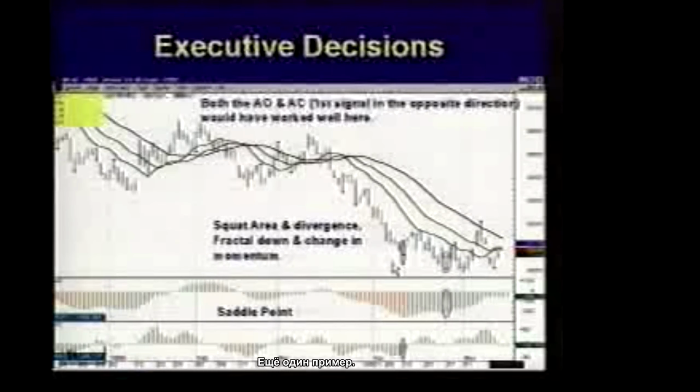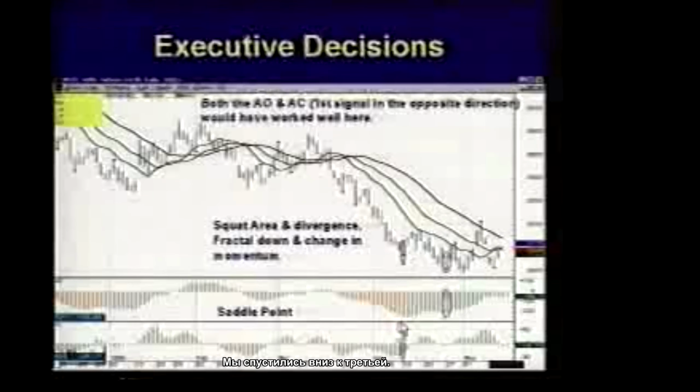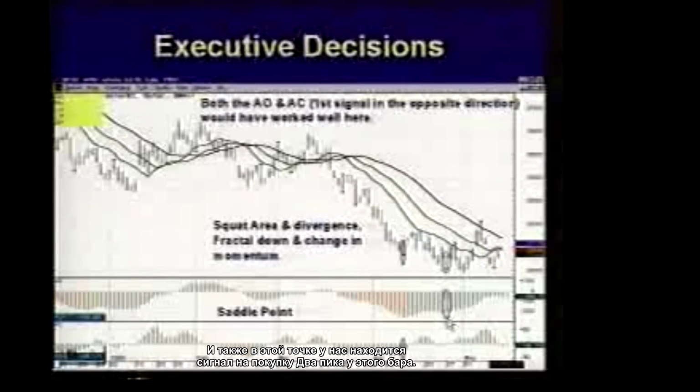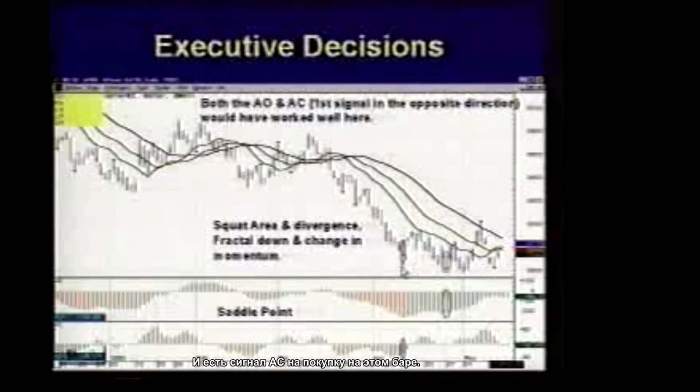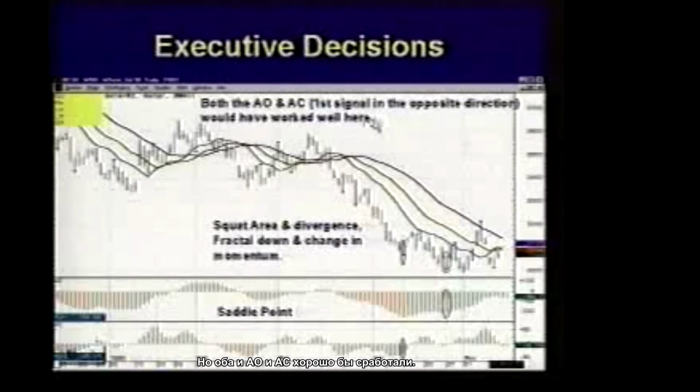Now in this chart, another example. We can see the market. This was probably wave 1 here. We had an ABC of 2. We've come down for 3. This is our largest peak on the oscillator. And we have divergence. Also, we have a twin peak buy signal at this bar. And you had an AC buy signal at this bar. So you had a couple different options of what to do, and you also would have been stopped out here at the green line. But both the AO and the AC would have worked well.